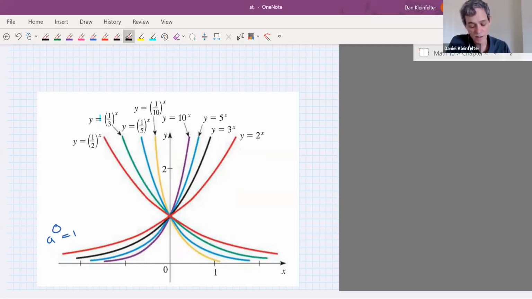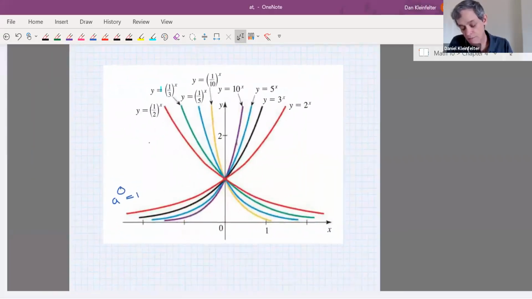In terms of the colors, it's red, black, blue, and purple, going from bottom to top. But the ordering is reversed on the other side of 0. It's purple, blue, black, red. So where they grow faster on the right side of 0, it looks like they drop off towards 0 more slowly on the other side of 0. And you'll see that happen with the bases that are smaller than 1 as well, that they switch the ordering as they pass through 0.